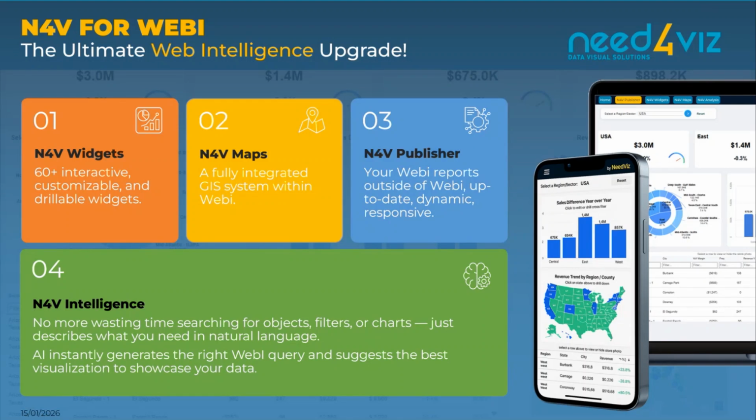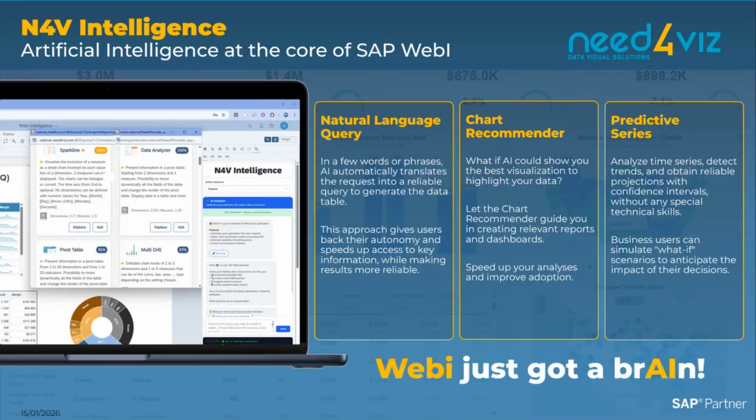Just a final word from my end. We are again super happy to have a partner like Need for Viz who really delivers extensions and extends the value of our product, and specifically WebI, Web Intelligence. As you can see in this slide, there are several areas where we don't need to invest too much on our side because they are doing such a fantastic job, such as widgets and maps, and obviously intelligence, where we are not planning to do anything on our side when it comes to artificial intelligence.